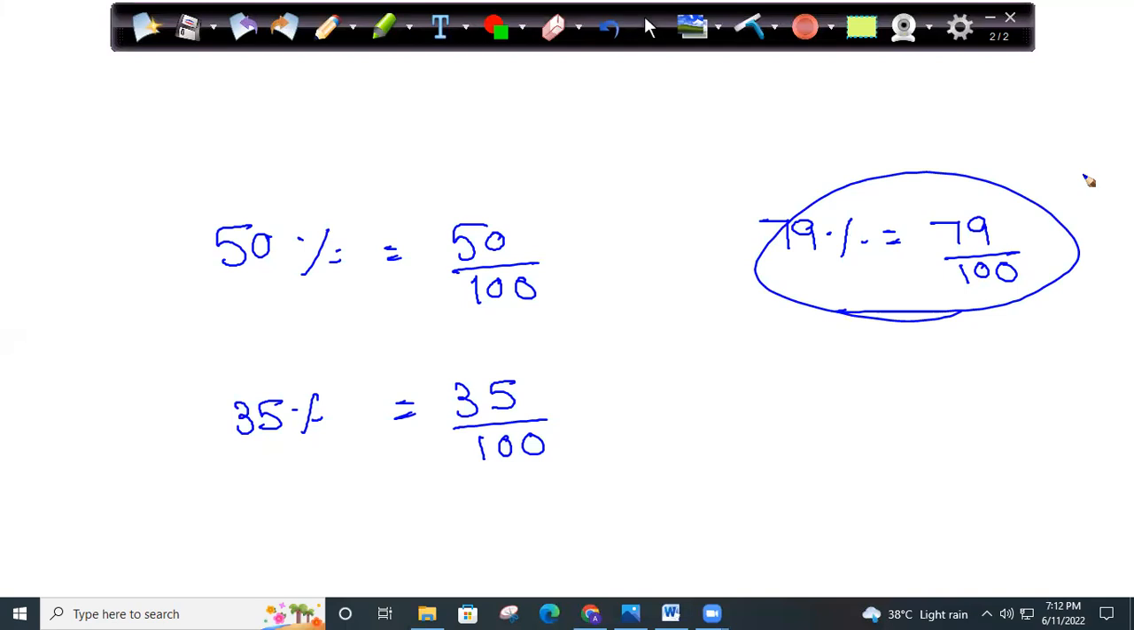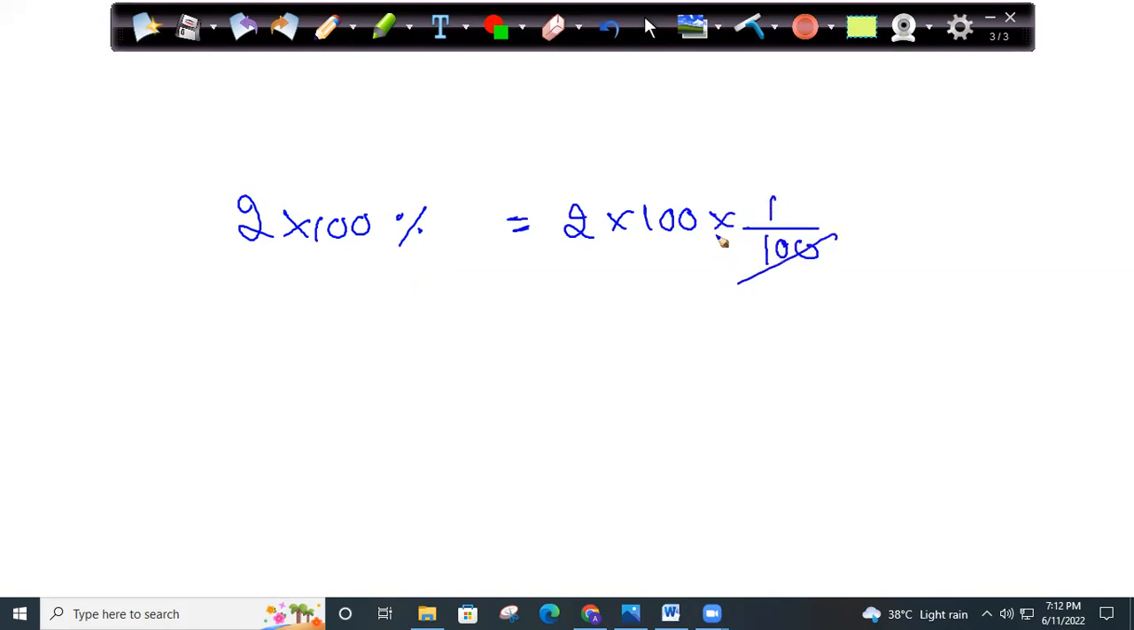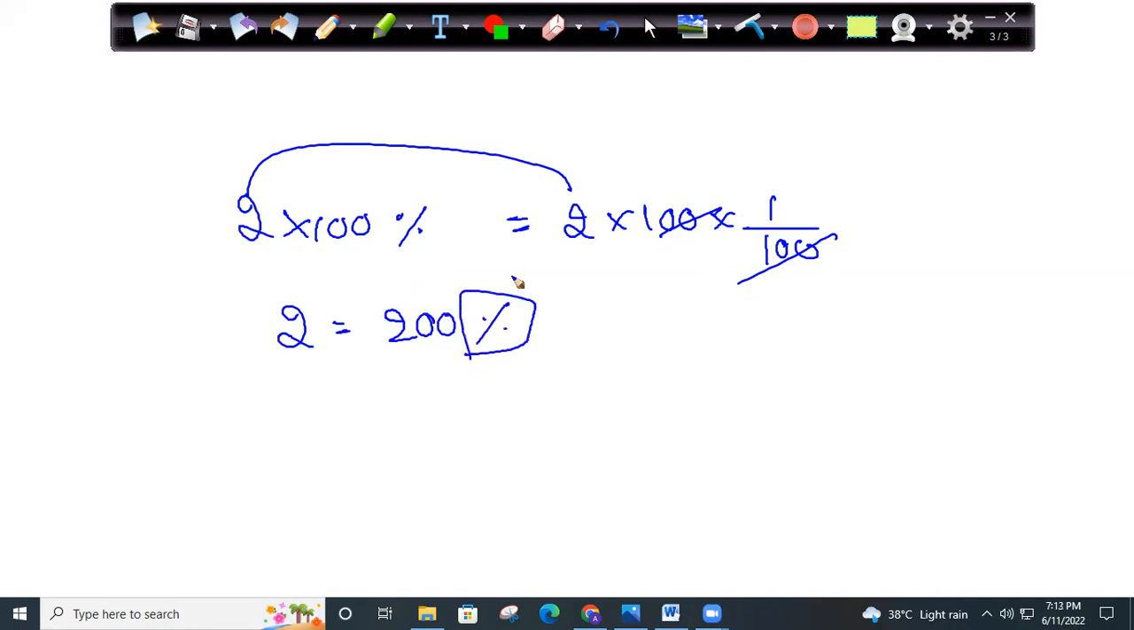Now, there is some basic fundamental thing in math which you should know. Suppose I have number 2, and I want to convert number 2 into percentages. How can I convert number 2 into percentage? I'll multiply with 100 and place percentage sign. So 2 into 100 into 1 by 100. Percentage means 1 by 100. So 2 is same as 200 percentage. Why? Because percentage is 1 by 100. Am I clear? So 2 is same as 200 percentage.